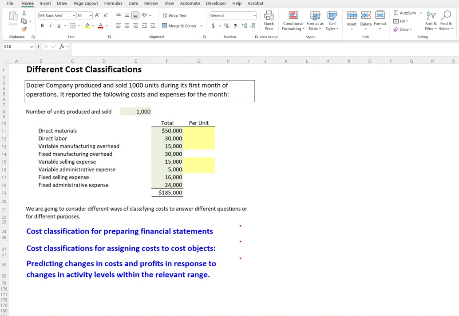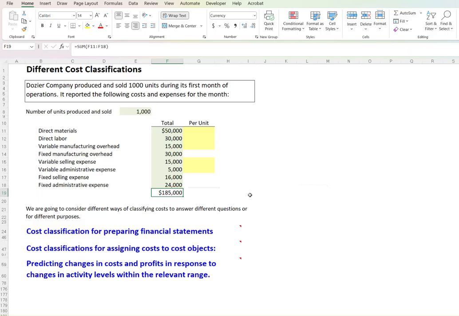In this video, we're going to take a look at how we can classify costs differently for different purposes. In particular, we're told in this problem that the Dozer Company produced and sold 1,000 units during its first month of operations and it reported $185,000 in total cost. And we would classify these costs differently depending on what our goal is.